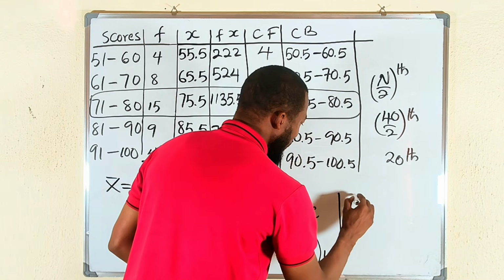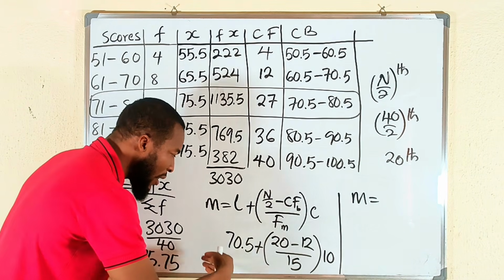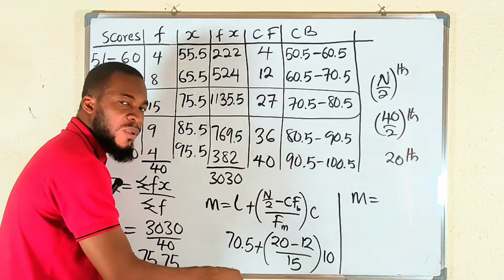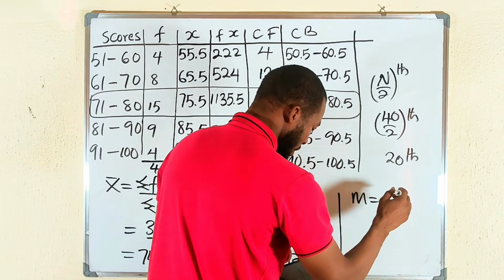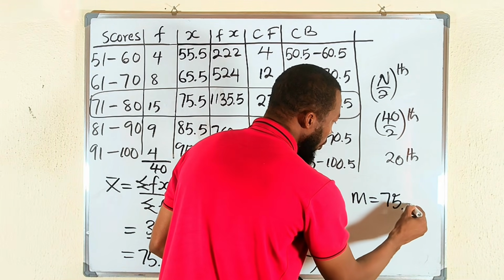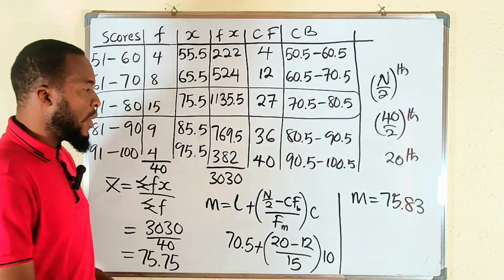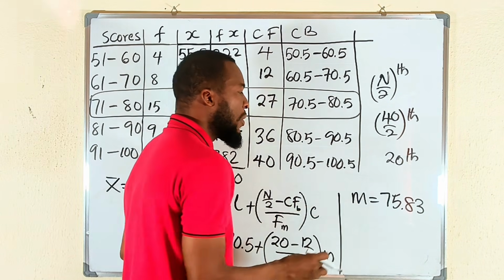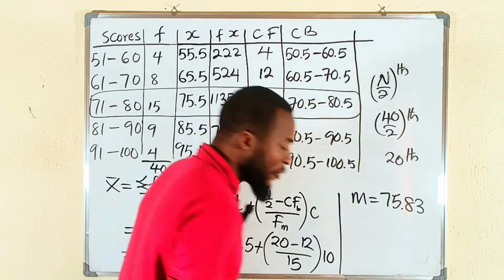75.83. So the median, I don't have more space. I could have written different steps. Every step you add will earn you extra marks. So the median is 75.833333. So in 2 decimal places, we have 75.83. All right. Now let us move on to the mode.